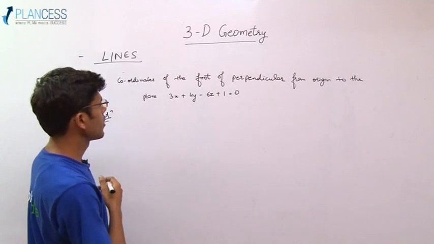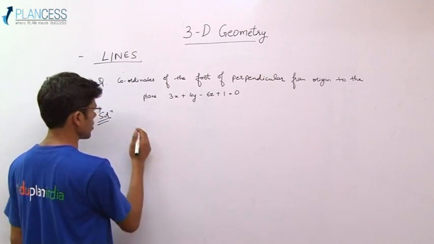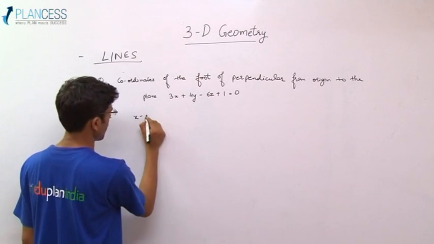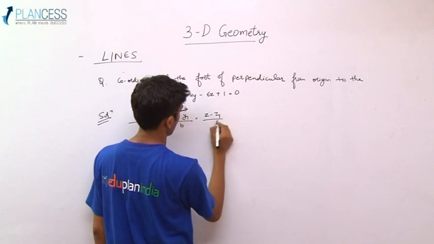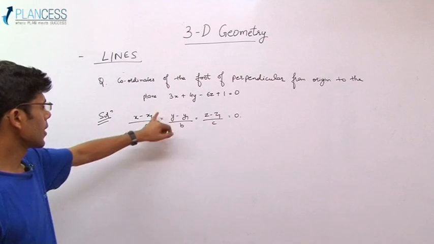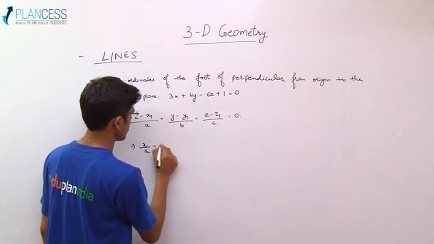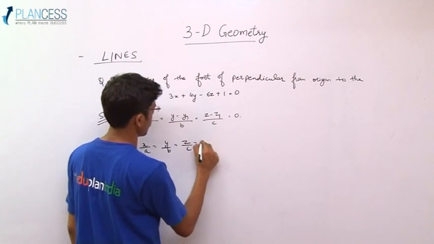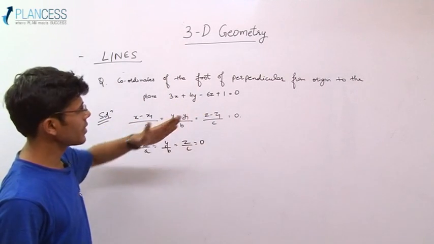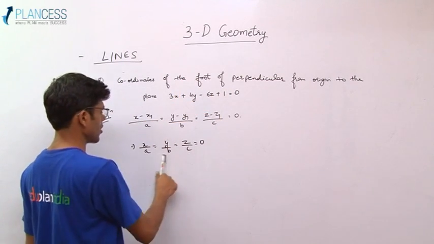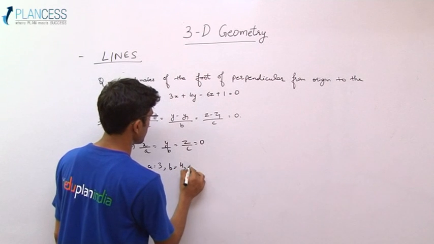Let's find the line joining the origin and the foot of the perpendicular to this plane. This line has one point as the origin. Using the parametric form, this line passes through the origin, so x1, y1, z1 can be taken as 0. So this is x by a is equal to y by b is equal to z by c. Also, this line is perpendicular to the plane. Since this line goes from the origin to the foot of the perpendicular, the direction ratios are along the normal to this plane. So a is 3, b is 4, and c is minus 6.